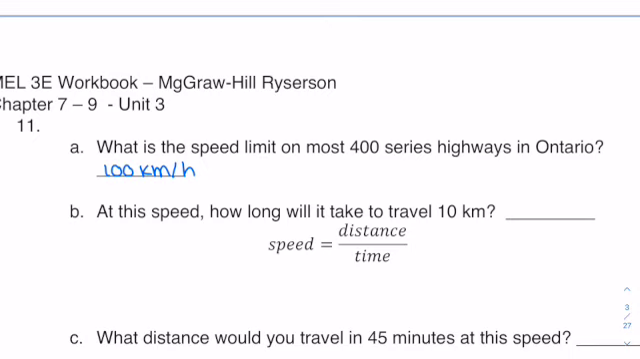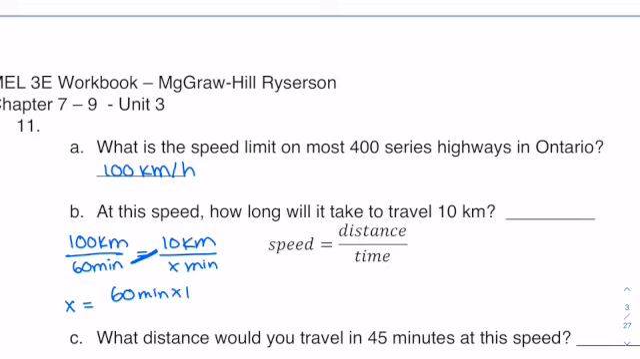So here we have our 100 kilometers for 60 minutes. Gives us 10 kilometers in how many minutes? And you do the exact same thing we just did before. So you do 60 minutes times 10 kilometers divided by your 100 kilometers, and x will be 6 minutes.